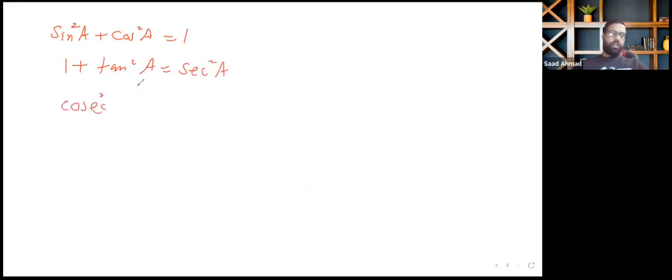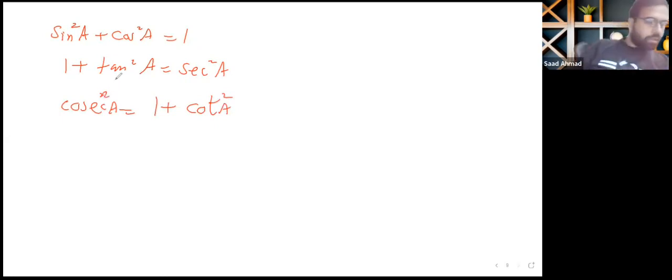Then there are some basic identities with the trigonometric ratios. Sine square of a plus cos square of a equals 1. Then 1 plus tan square of a equals secant square of a, and cosecant square equals 1 plus cot square. So these are the basic identities.